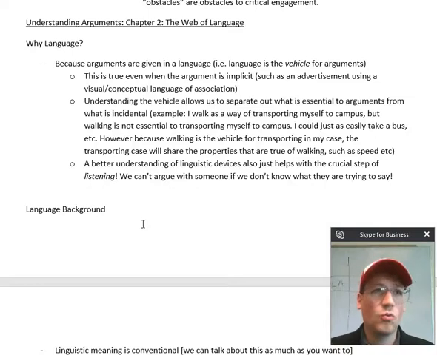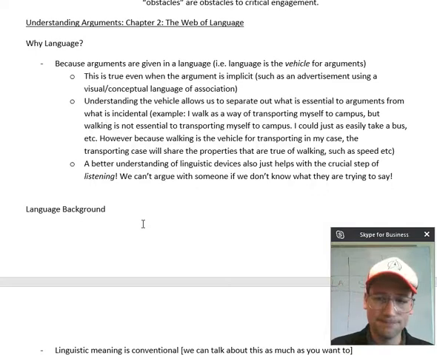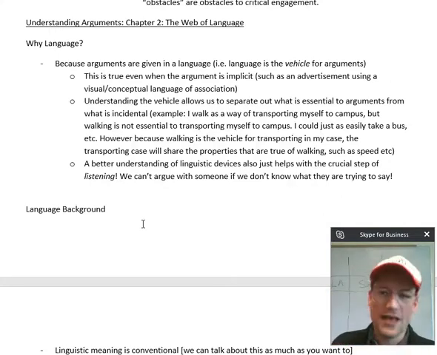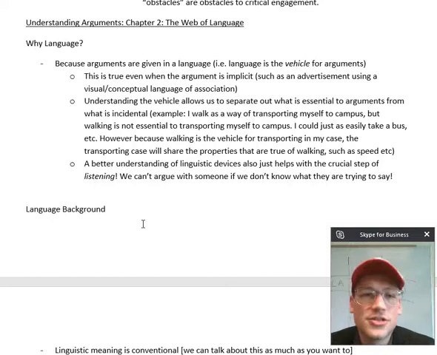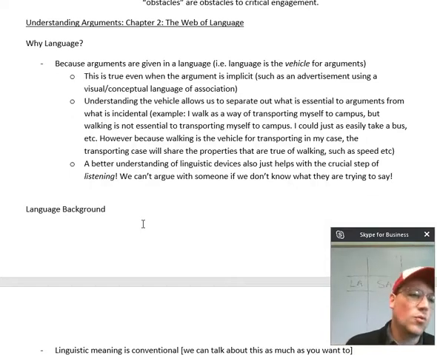The parts about what vision you have, that stuff we'll be getting into later in the class. And then some of that's just the wisdom of philosophy, period. But the craft of it, that's where studying language helps. As I say here in my lecture notes, understanding the vehicle allows us to separate out what's essential to arguments from what's incidental.